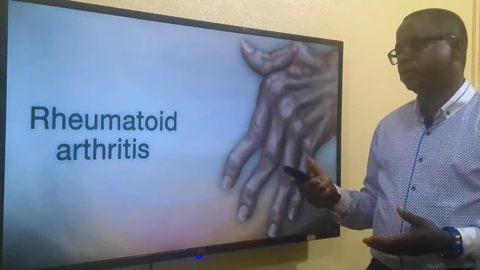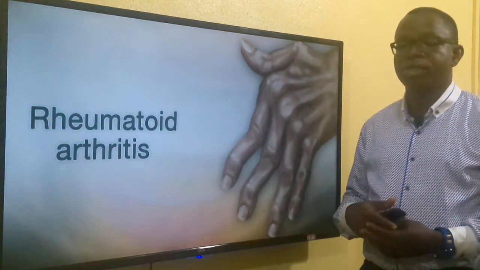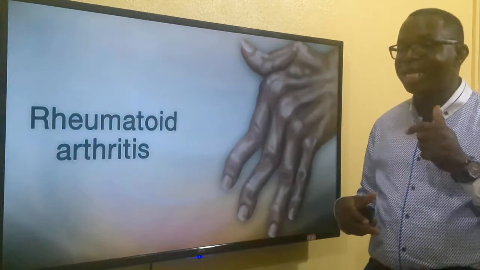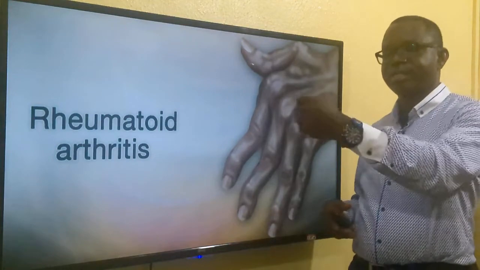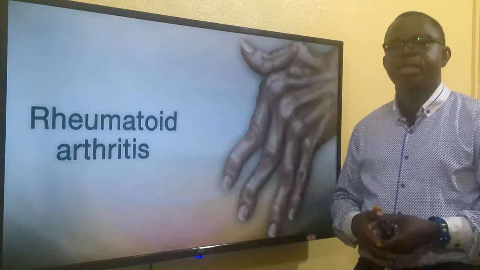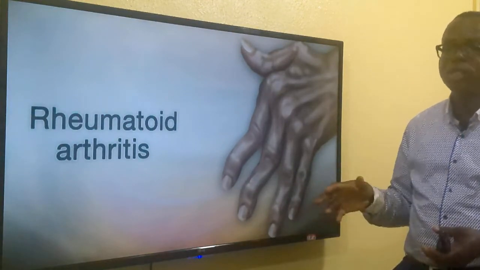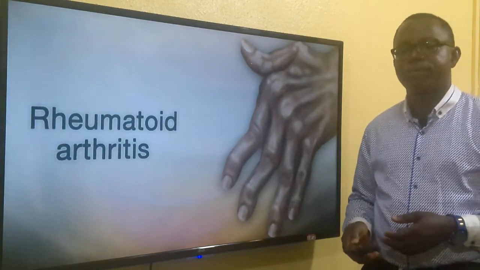Okay? Now, rheumatoid arthritis is very well known to attack the small joints of the body and cause deformity. So if it's in the elbow, it will no longer flex; the elbow will remain like this. If it's in the finger, you see it as it is in this picture. Any joint that it attacks, it tends to deform that joint. That's rheumatoid arthritis for you.